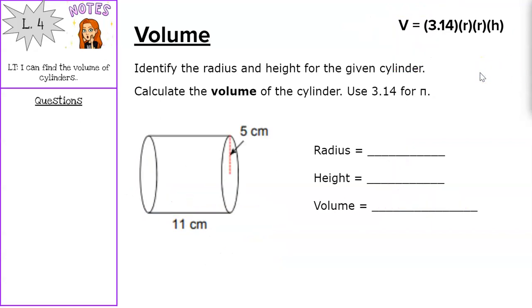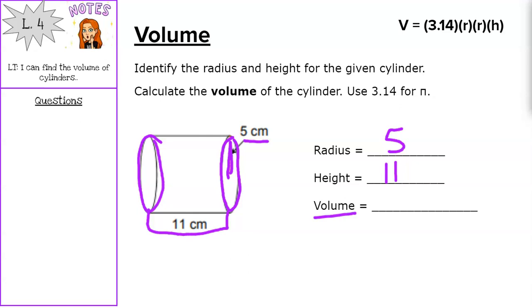Let's do one more example. Identify the radius and height for the given cylinder, and then calculate the volume of the cylinder. If we look at our circle, here we're given the radius because it's only halfway across the circle, so we know our radius is 5. And then the distance between the two circles, that's our height. So the distance between is 11. Now we can calculate our volume by plugging in 5 for our radius and 11 for our height.